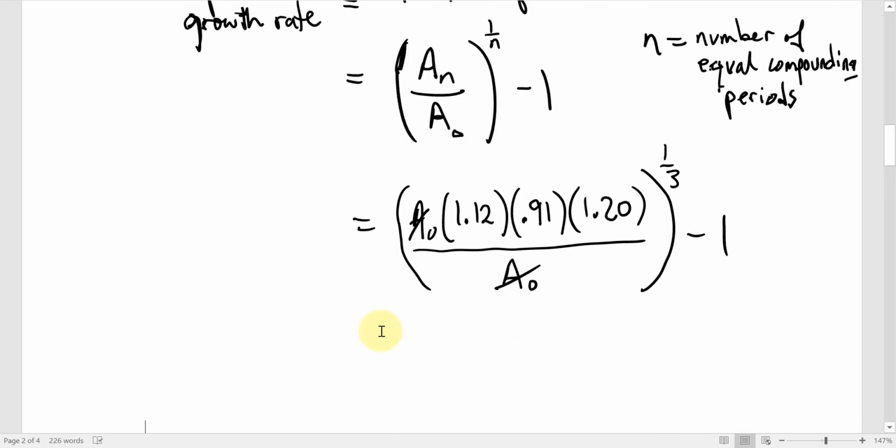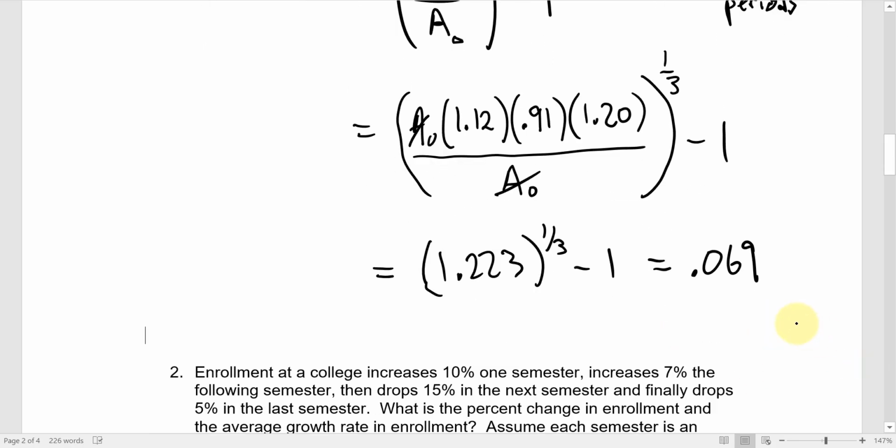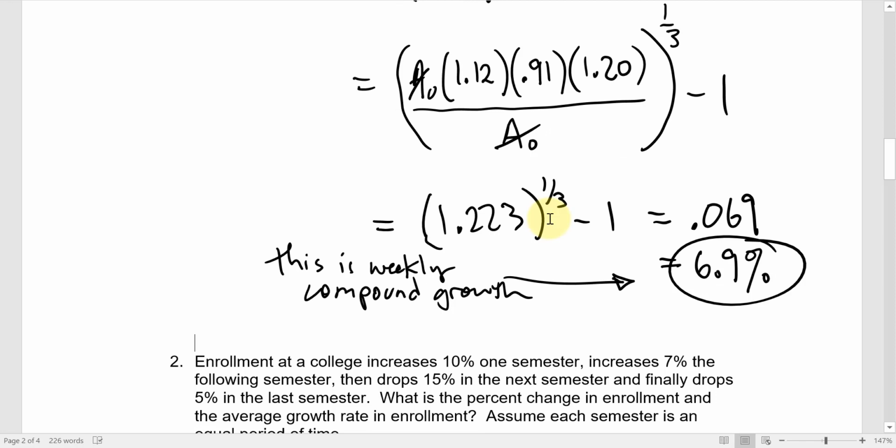And I still remember from the first part of this calculation that this was roughly 1.22. Let's say it was 1.223. So I'm taking the cube root of that number minus 1. That's 0.069, so that's about 6.9%. And that's definitely different than taking the 22% overall change and dividing by 3. It's really growing at an average weekly compound rate of growth of 6.9%.